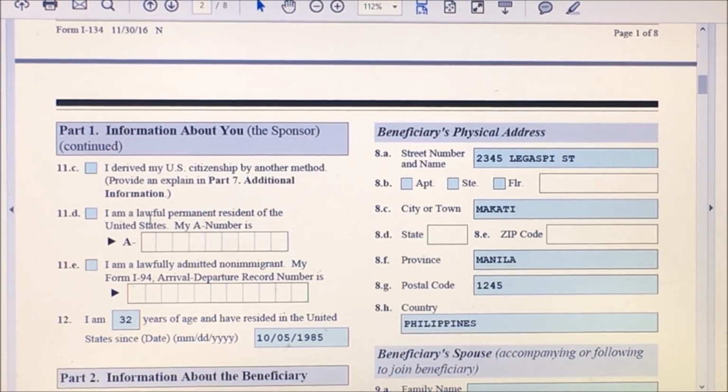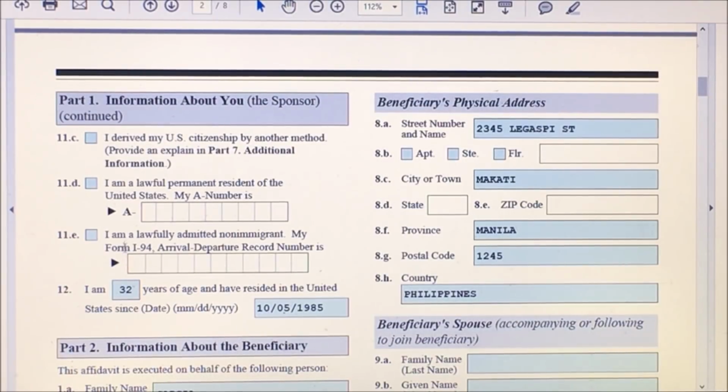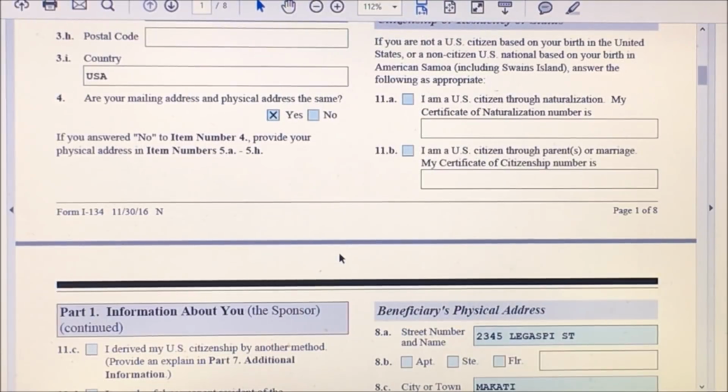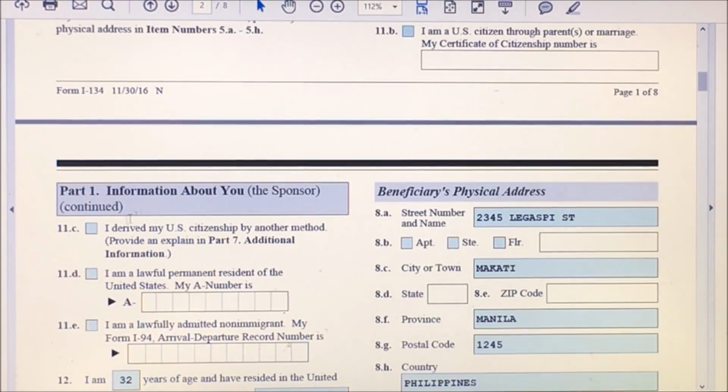And if you have an alien number or permanent residence of the United States, just type it in here, and then click this one, then type your alien number here. And then if you are a lawfully admitted non-immigrant, just type your I-134 here. So since my sponsor is a U.S. citizen based on his birth, this 11A, 11B, 11C, 11D, and 11E is not applicable to him. So just leave it blank.